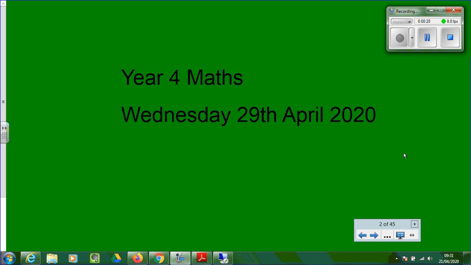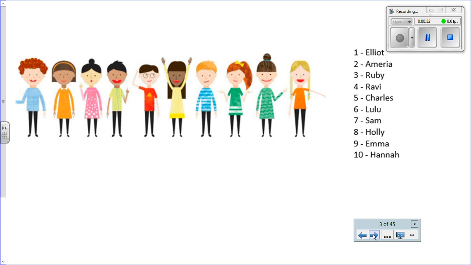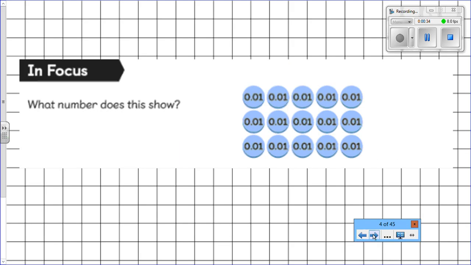So let's have a look at today's learning about decimals. Okay, so today we have got a picture of some place value counters. What does each place value counter represent? That's right, it represents 1/100th or 0.01.